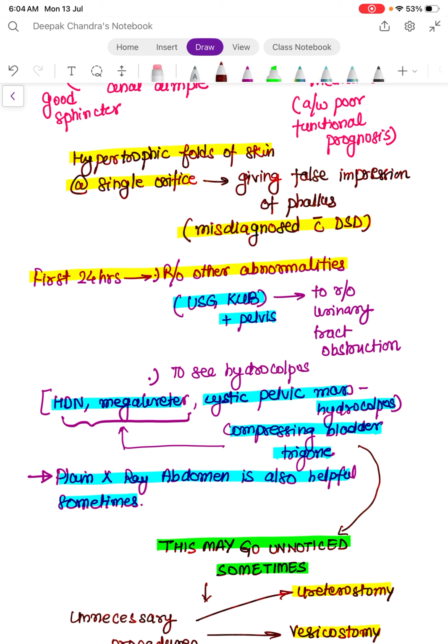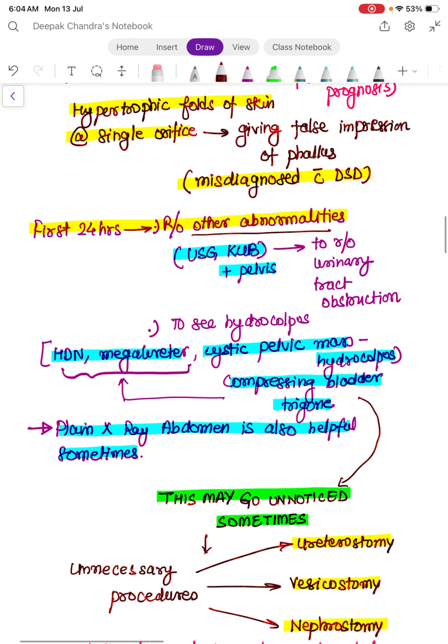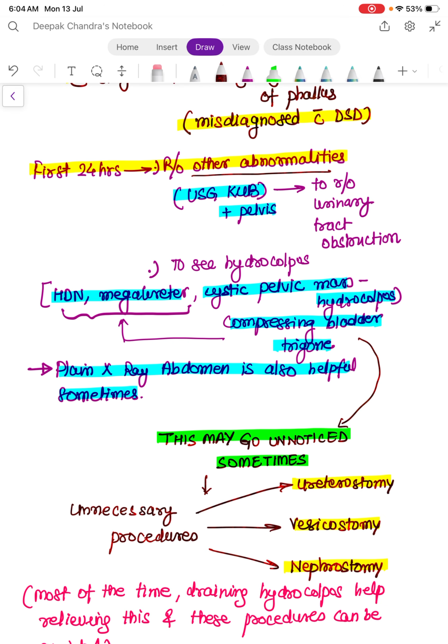We have to do a USG of the KUB and pelvis to rule out urinary tract obstruction, to see whether there is any hydrocolpos, and to look for hydronephrosis, megaureter and a cystic pelvic mass, which most of the time radiology people can misdiagnose as an ovarian mass. It is mainly a hydrocolpos, which is compressing the bladder and causing hydronephrosis and megaureter. A plain X-ray abdomen is sometimes also helpful.